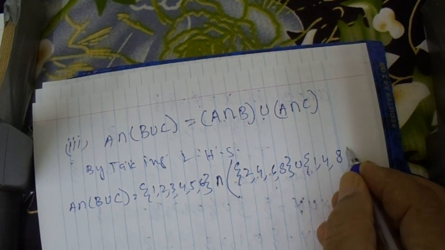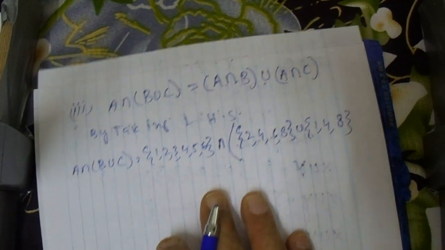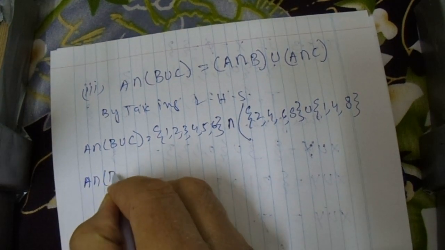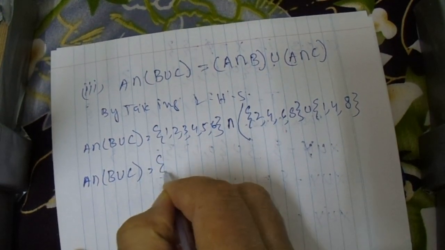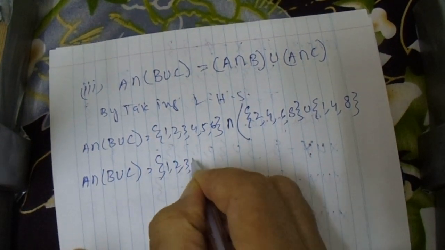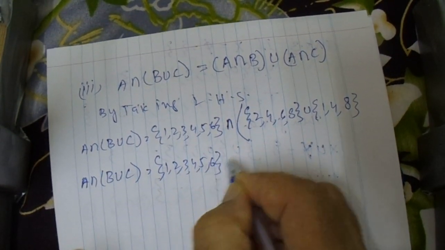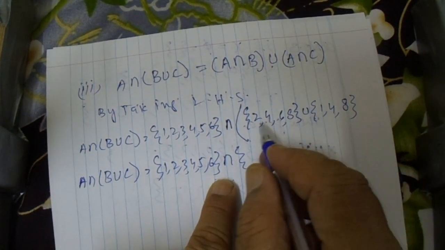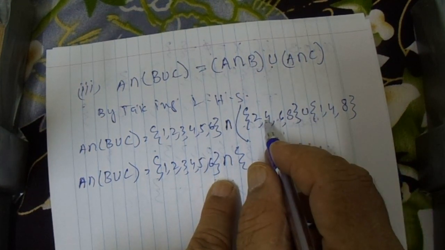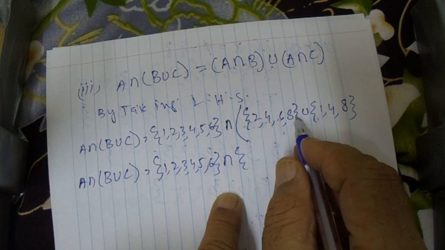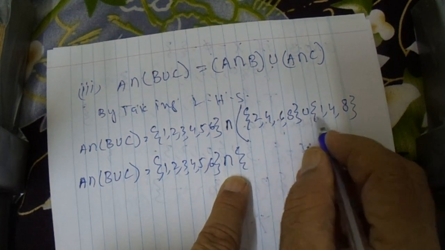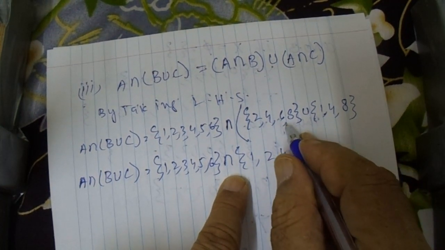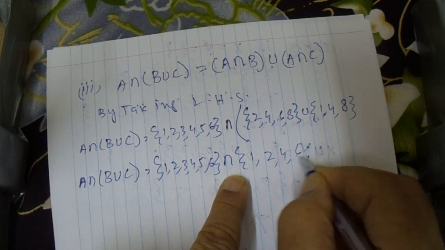Now A intersection (B union C). This is our A set: 1, 2, 3, 4, 5, 6. Now intersection, we write all elements of B and C, and we write common elements one time. Now this is 1, 2, 4, 6, 8.